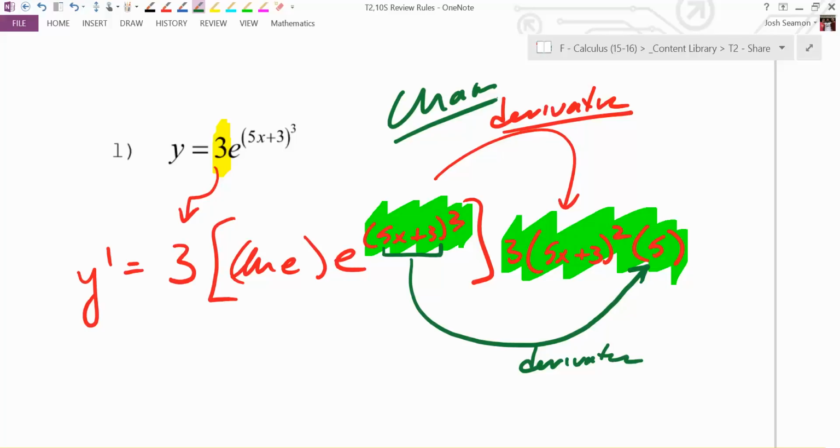Inside, I'm going to do this derivative. To do this derivative, it's using the chain rule, right? And the chain rule says you do the outer derivative. What's the outer function? The outer function is something to the third. What's the derivative of something to the third? That's 3 times something squared. But then what's the derivative of the something? The 5. So we're doing the derivative inside each other, calling it the chain rule.